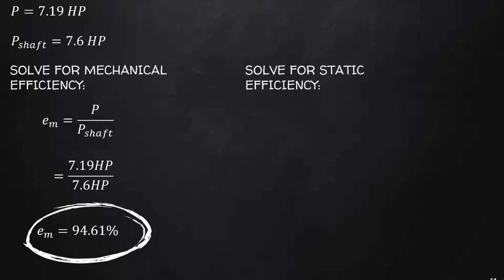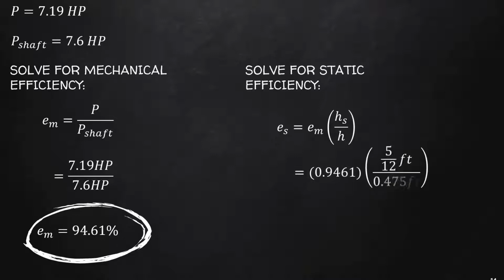Now that we have the value of the mechanical efficiency, substitute the values into the formula. Static efficiency is equal to mechanical efficiency times static head over total head. And the answer is 83%.